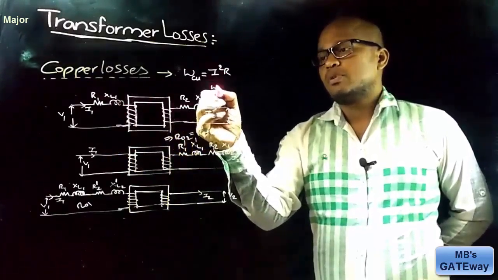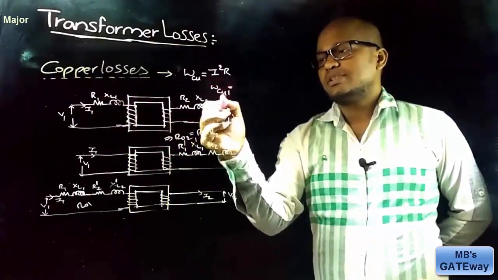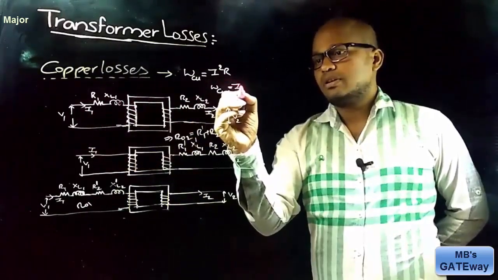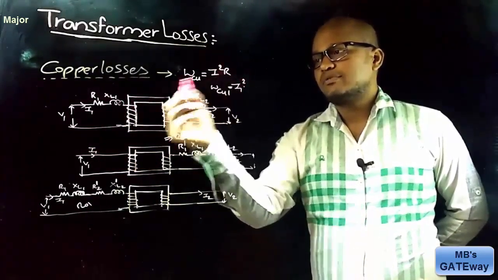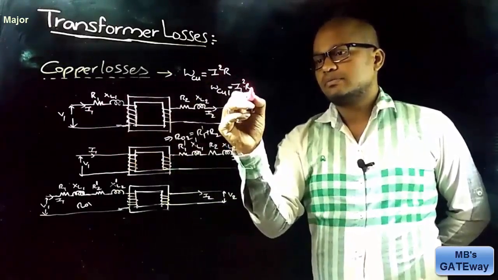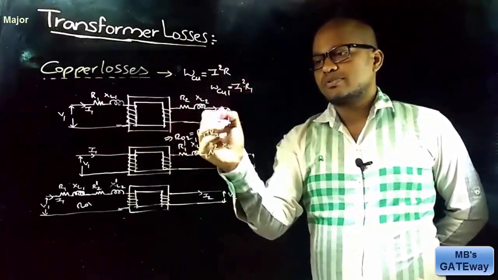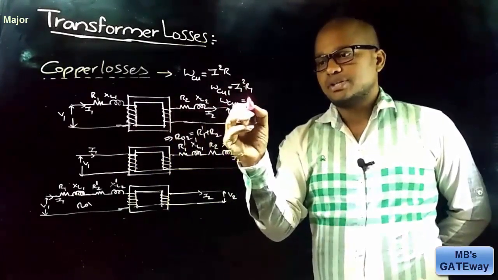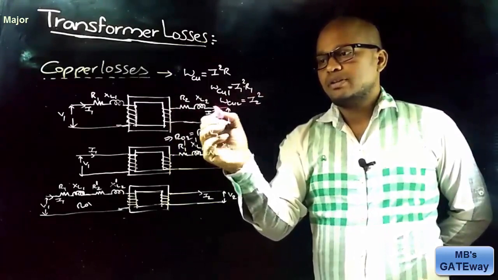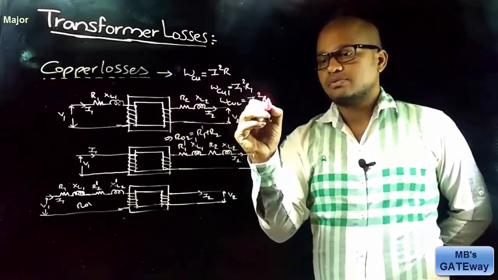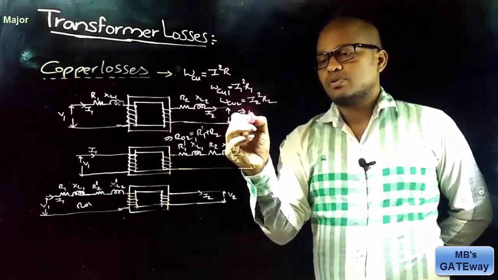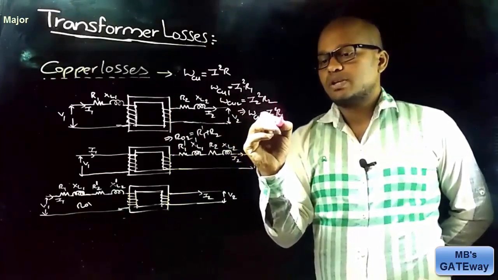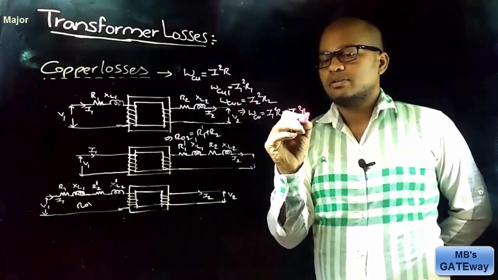Therefore, copper loss in the primary winding is equal to the current flowing in the primary winding, which is I1, so I1 square, and the resistance of the primary winding is R1. And copper loss of the secondary winding is equal to the current flowing in the secondary winding, which is I2, so I2 square, and the resistance of the secondary winding is R2. Therefore, total copper loss is equal to I1 square R1 plus I2 square R2.